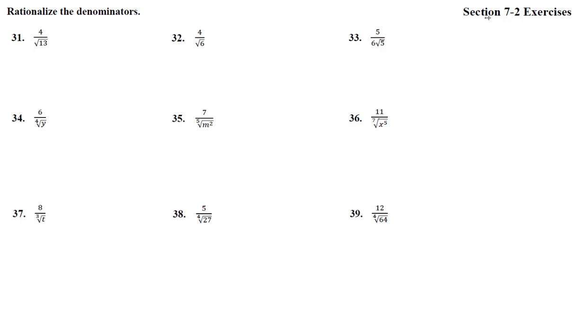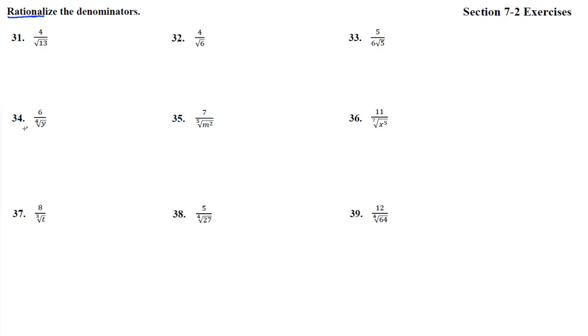Here we are in section 7-2, exercises 31 through 39. We're told to rationalize the denominators. Rational means turn them into a normal fraction. Irrational numbers are square roots that don't come out nice. So we're supposed to make sure that the denominators, we're multiplying top and bottom by something that allows this to be a rational number. Perfect squares come out of square roots.